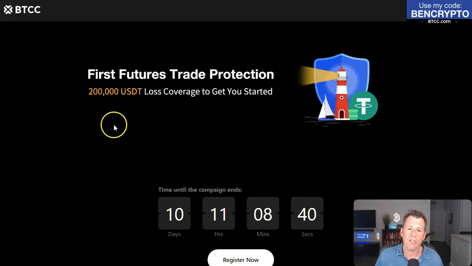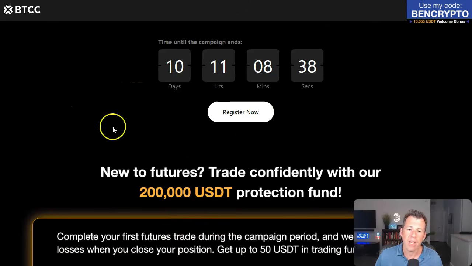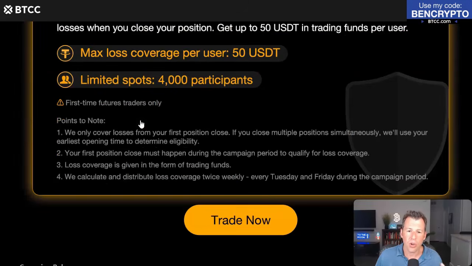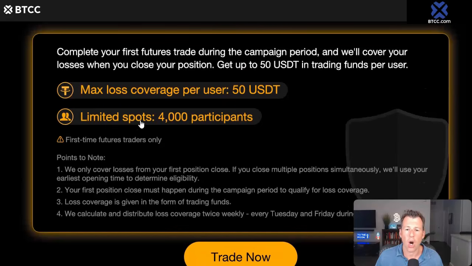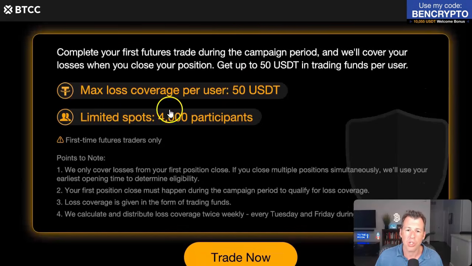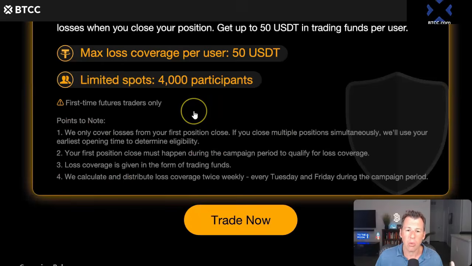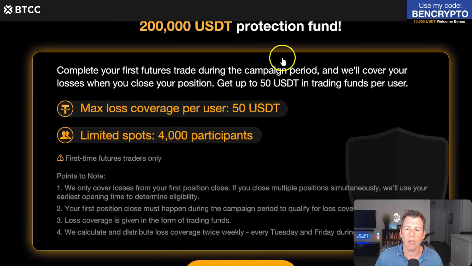And then there's the first futures trade protection program. This one has 10 days left. If it's your first futures position, and similarly, if it also results in a loss, if you open and close it during the campaign period, then they will cover, again, the first $50 of that loss.